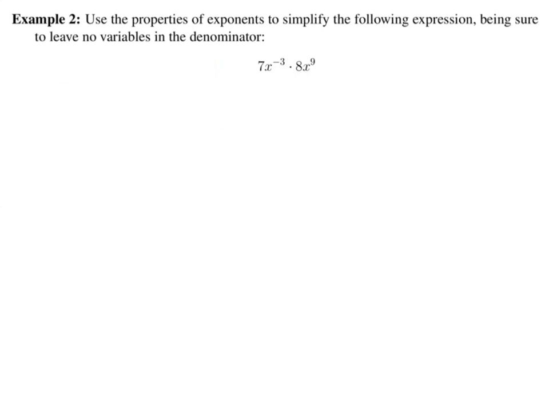We're going to use the properties of exponents to simplify the following expression. And then there's the thing about no variables in the denominator and whatever. Okay, so first order of business, I'm going to rewrite it with the constants in front, the coefficients, the numbers in front. So we've got 7 times 8, and then x to the negative 3 and x to the 9th later. So 7 times 8, it's 56. And then since we're talking about business with powers of the x's, I'm going to add those powers, so negative 3 plus 9. So 56 times x to the 6th. Boom, there you have it.